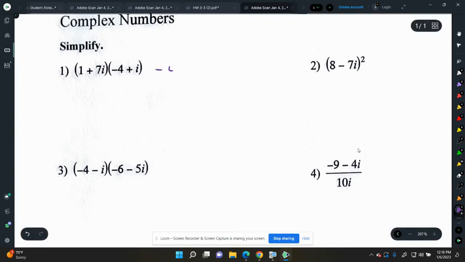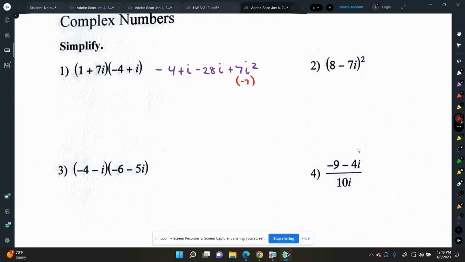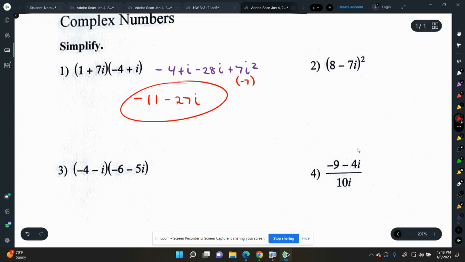We get negative 4 plus i minus 28i plus 7i squared. Everybody okay with the foiling? Okay. So let's see. We know that this is going to be negative 7. So when you see that i squared, just kind of drop the i squared off of it and just change the sign. That's what it does because you're multiplying by negative 1 instead of i squared. Okay. So combining our like terms, we've got negative 11 minus 27i. Are we all happy with that one?